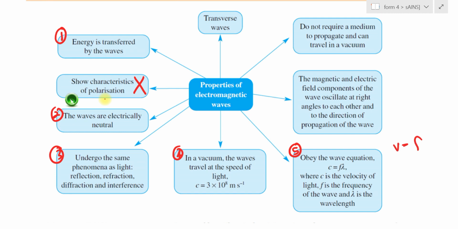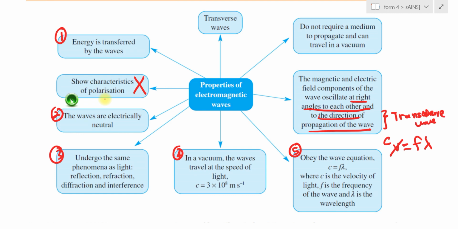Kenapa kita cakap V equal to F lambda? Sebab V itu adalah constant untuk electromagnetic wave. Dia selalu gerak dalam speed of light. So kita ganti V dengan C. Velocity of the light. Okay, the magnetic and electric field component will oscillate at right angle to each other and to the direction of propagation also. Kalau dia cakap direction of propagation di 90 degree, itu bukti adalah transverse wave. Transverse wave.